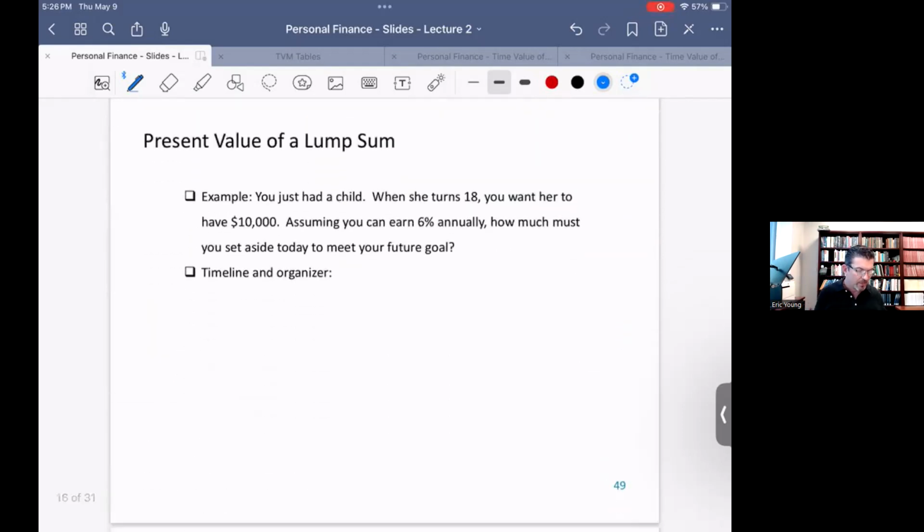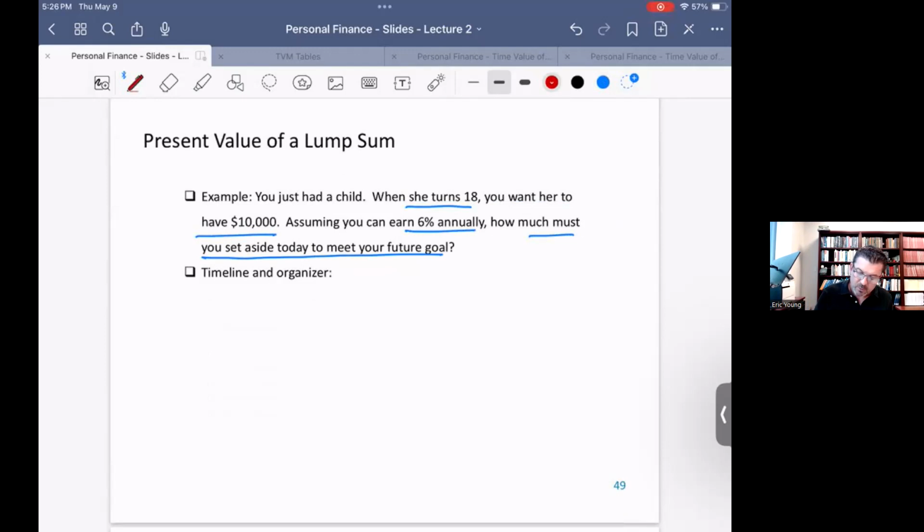Let's do an example. You just had a child. Now in this one, we're going to change our scenario. You just had a child. When the child turns 18, you want her to have $10,000. So you want to be able to give a $10,000 gift to this kid when they turn 18. You can earn 6% annually. The question then, how much money do you have to set aside today to reach that goal?